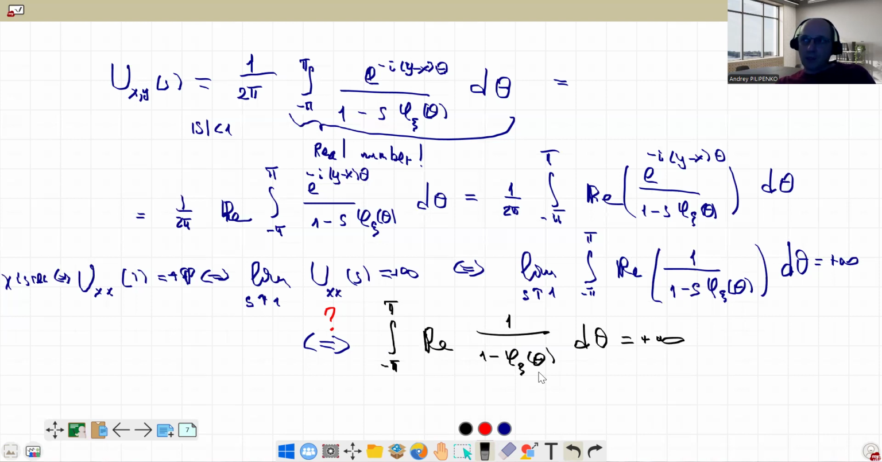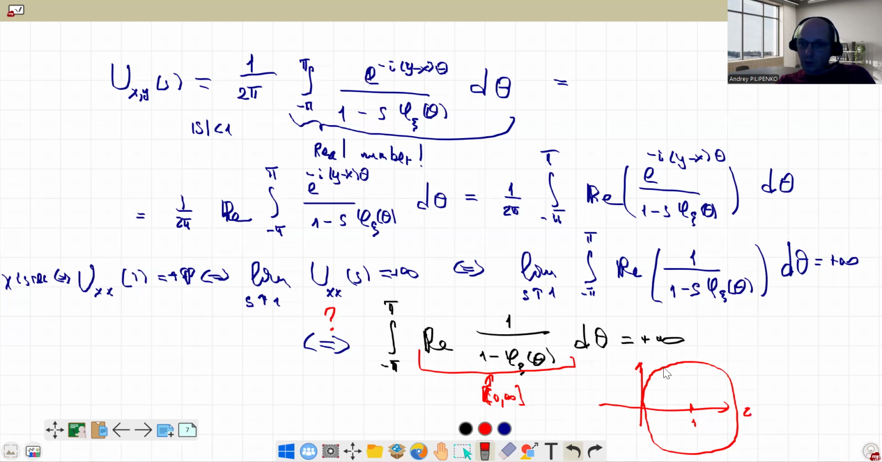The first question is this. Is it a positive number, negative number? May it take positive, negative values? The answer: this number is non-negative. So the real part of this belongs to [0, infinity). Indeed, the absolute value of this is less than or equal to 1. So 1 minus, so this is the complex plane, 1 minus this number belongs to the following circle of radius 1.